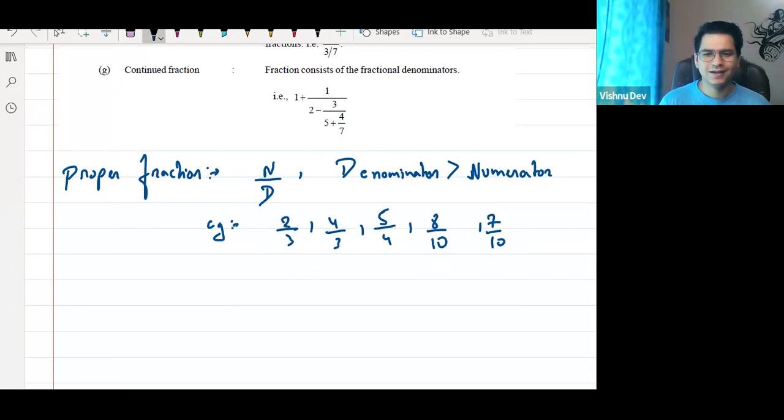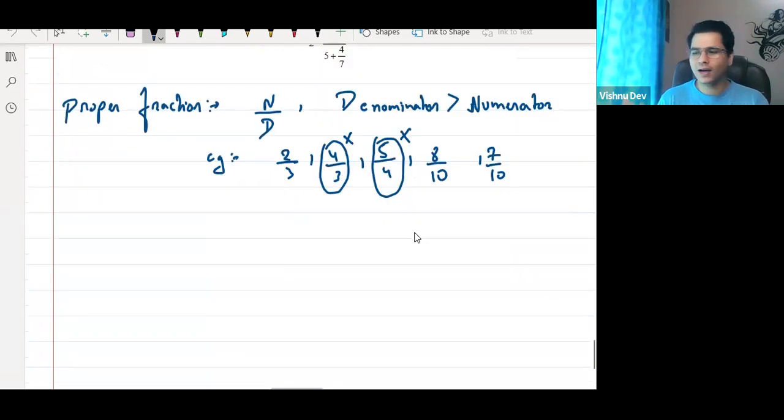Sir, 5 by 4 is incorrect. And so, sir, this is not correct. 4 by 3 is also incorrect. Good. Is it clear? Okay, done? Right? Very good, Anshita. So this one was wrong, sir.